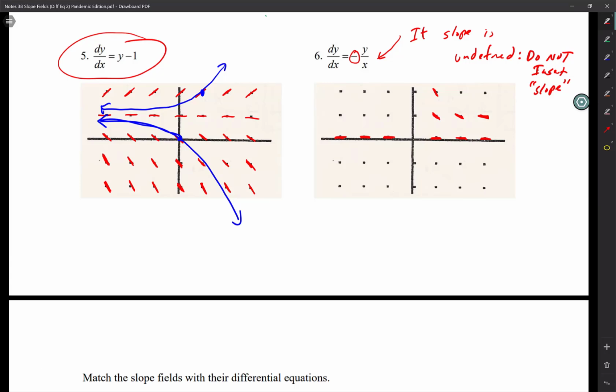Now I'm going to go to 2, 2. 2, 2 is negative 1. And now I'm going to go to 3, 2. That's going to be negative 3 over 2, negative 1.5.